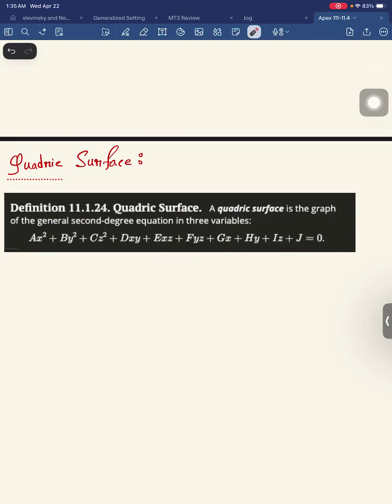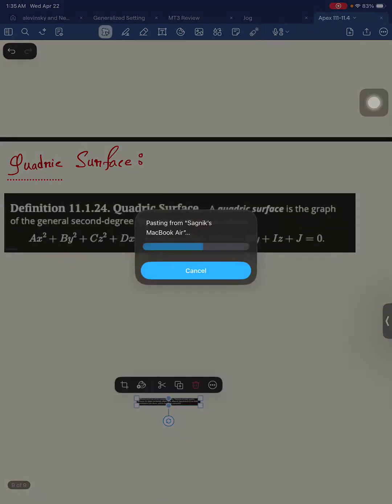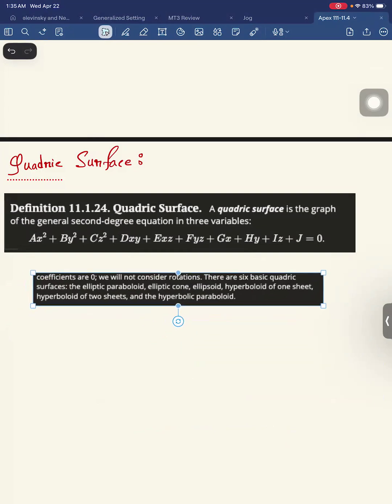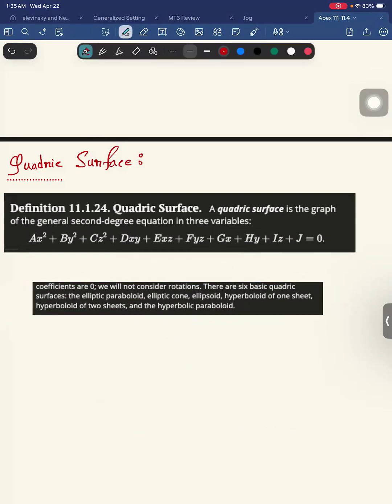So there are 6 basic types of quadric surface. So this is point number 1.